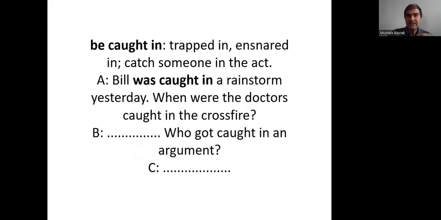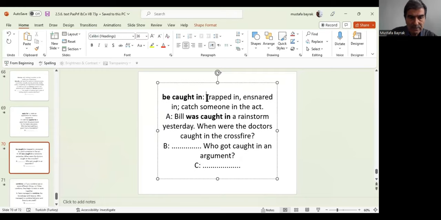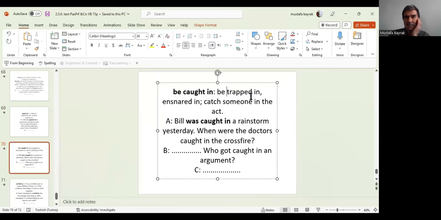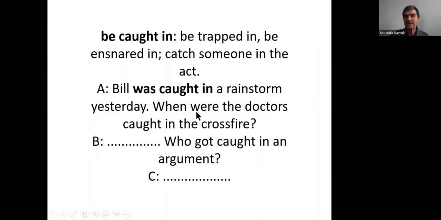Okay, be caught in means be trapped in. These are passive structures. Be caught in means be trapped in, ensnared in. Catch someone in the act. For example, Bill was caught in a rainstorm yesterday. When were the doctors caught in the crossfire? Unfortunately, they were caught in the crossfire when they were examining the soldiers. Who got caught in an argument? Cemil and Davut got caught in an argument.